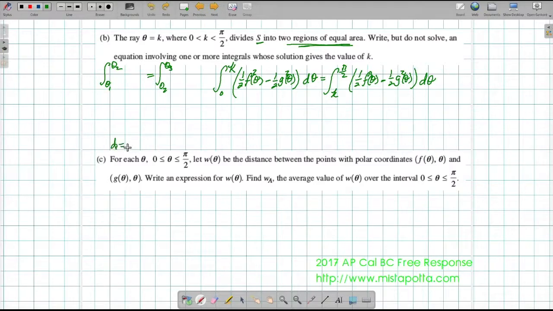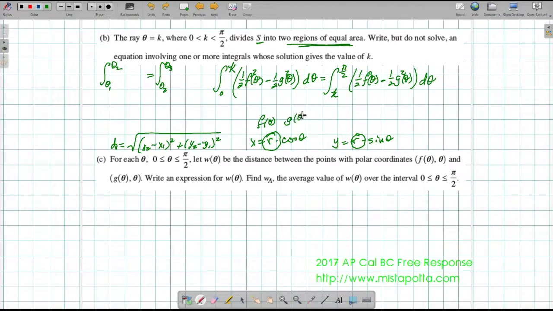So, real quick, I'm going to make a quick note from Algebra 1. We know that the distance formula is the square root of x2 minus x1 squared plus y2 minus y1 squared. So for us, we need to remember that x is equal to r times cosine theta and y equals r times sine theta. But for us, we have two different definitions of r. We have r where r is determined by f of theta, but we also have r where r is determined by g of theta.